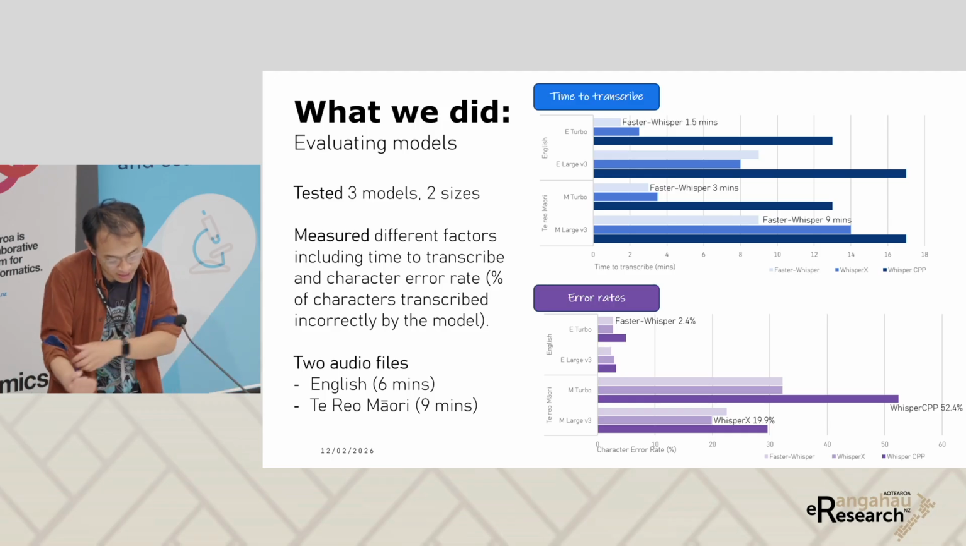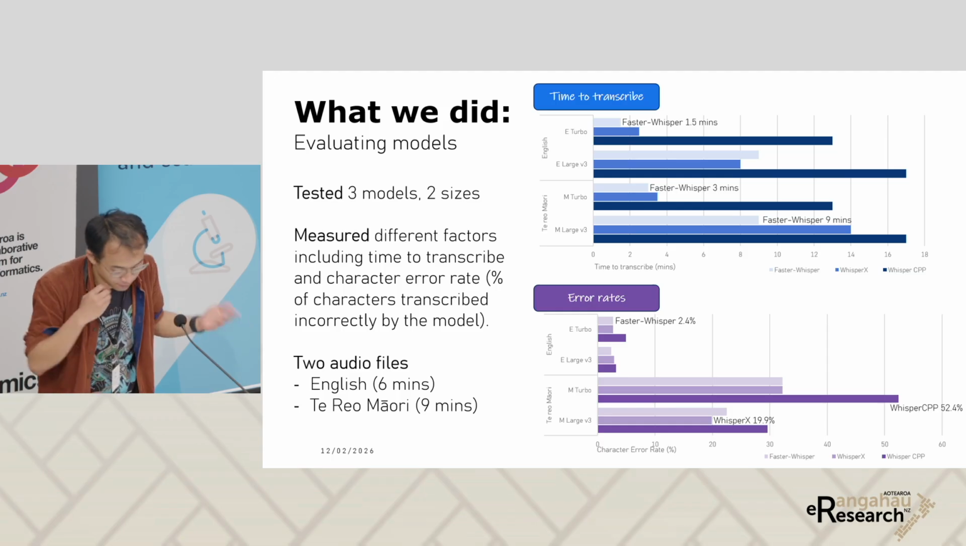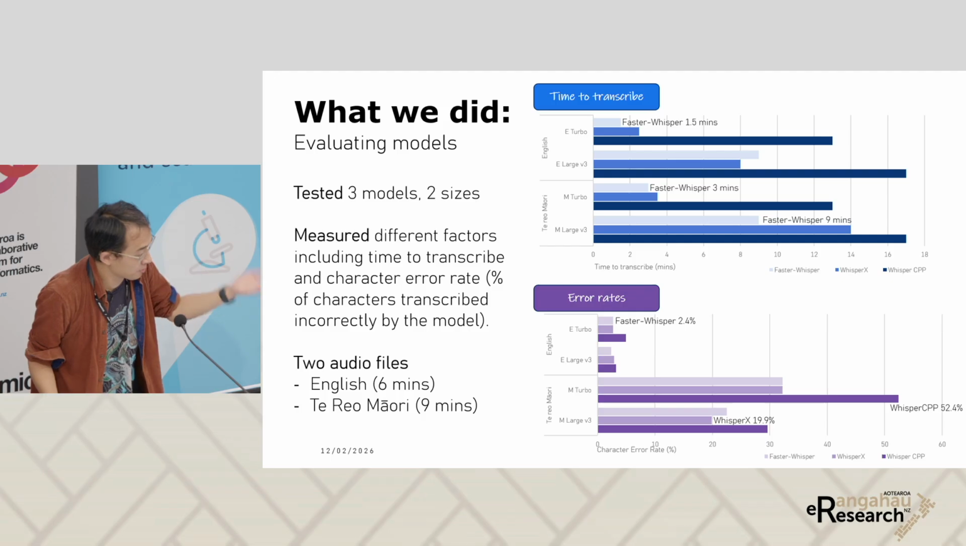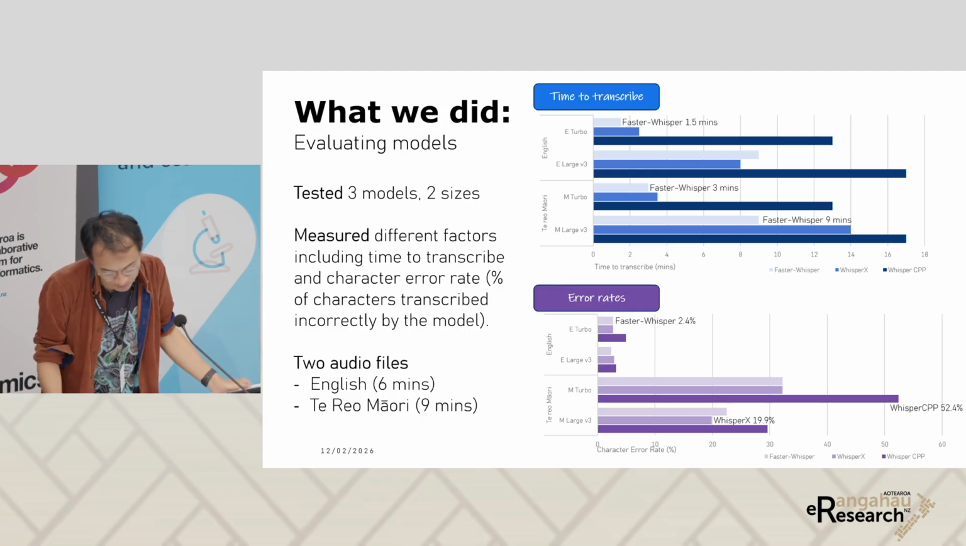And in the end, we decided to use Whisper CPP for Vibe as it's more compatible with it. And Faster Whisper, which is the fastest, was available in Buzz.